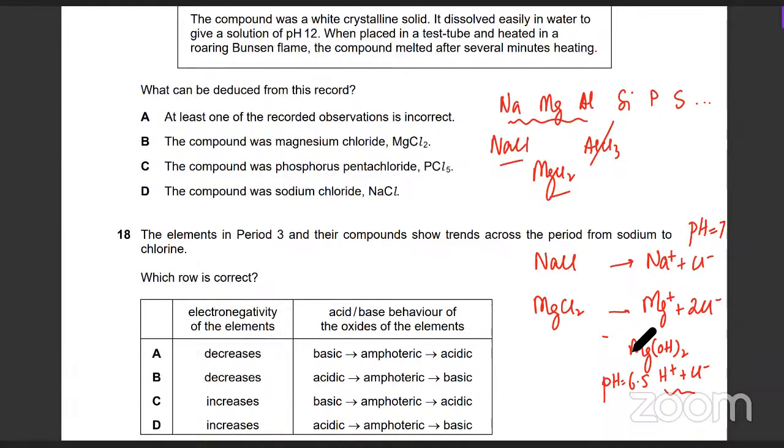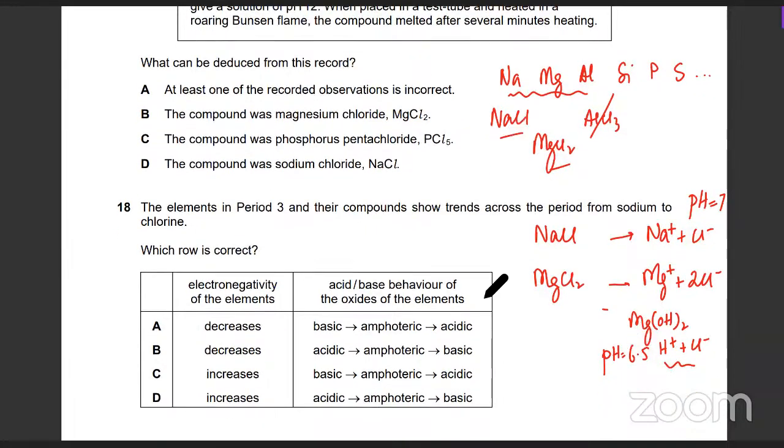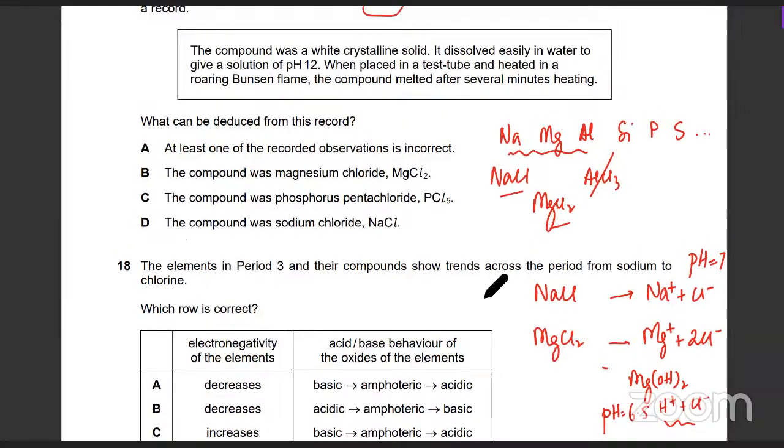The next part is: at least one of the recorded observations is incorrect. That's true because it can never be alkaline. It's either 7 or, well, it's never actually alkaline.